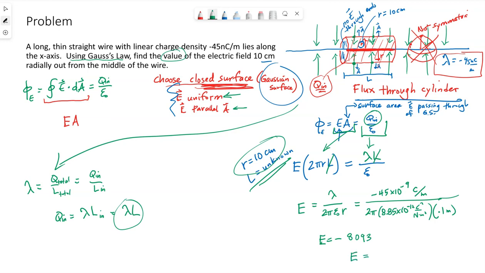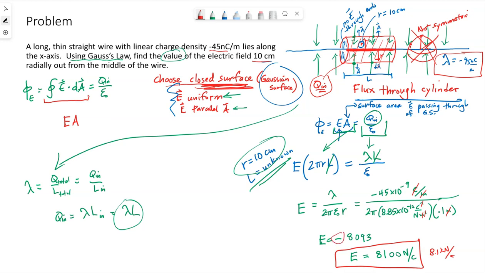So the value of the electric field would essentially be approximately 8,100 newtons per coulomb. Our units, this coulomb has canceled with one of them in the denominator. This meter cancels with one of the meters. This meter cancels with the other. So the value of the electric field would be 8,100. I'm using 2 sig figs because I'm given that in the problem. I'm assuming the 10 to be significant to 2. I could write this as 8.1 kilonewtons per coulomb if we wanted.